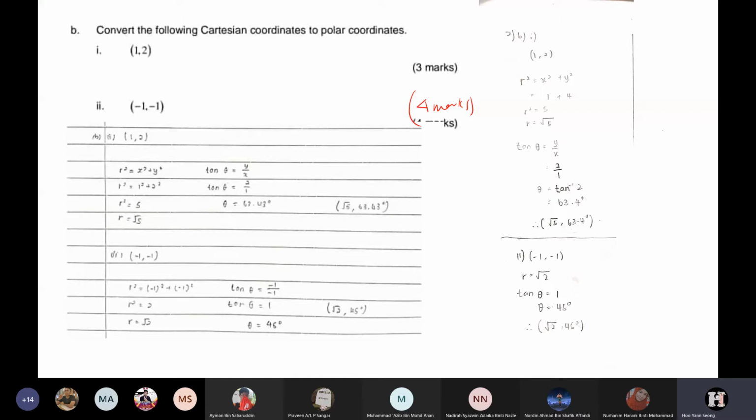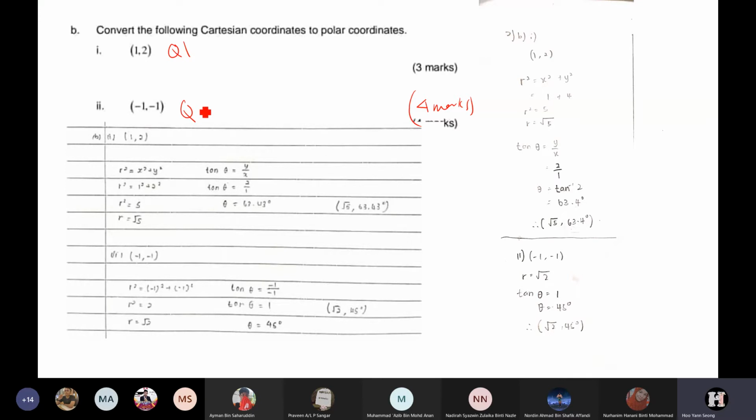Okay, now what you need to think here is, as I said, when we want to convert our Cartesian to polar, always think about one thing. Okay, which quadrant does this belong to? This one, (1, 2), is in quadrant 1. (-1, -1) is in which quadrant?